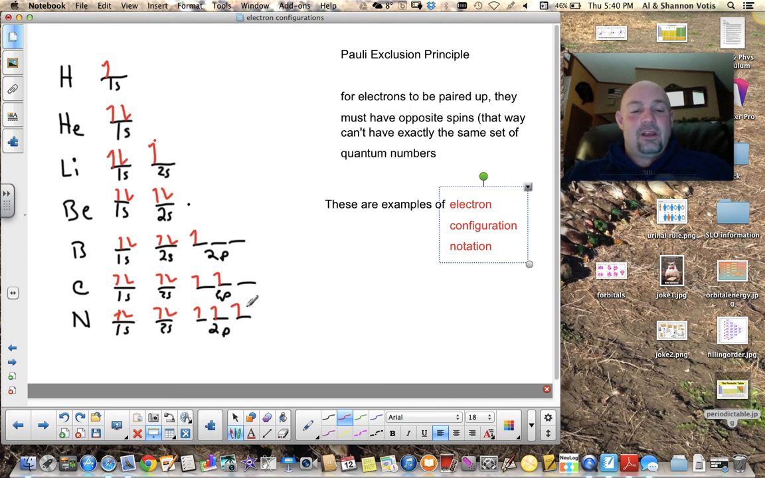Now, if you look at this orbital, that p orbital holds 6 electrons. So by having 3, it's already half full. So if I want 1 more element, oxygen, 1, 2, 3, 4, and then the 2p would have 5, 6, 7. Now we go back and put in that 8th electron to pair it up. And then fluorine would have 9 paired up, and neon would have 10 paired up. Okay, so these are electron configurations.